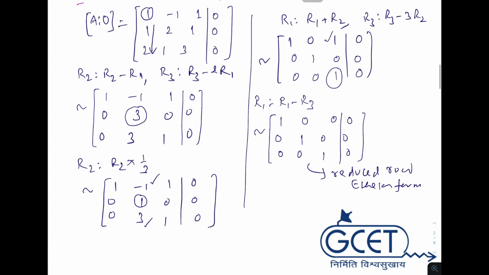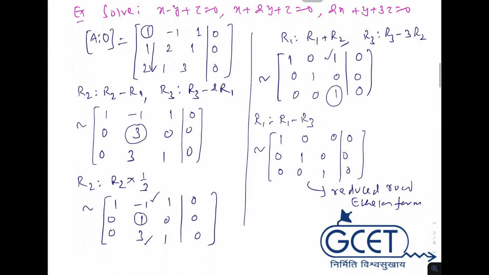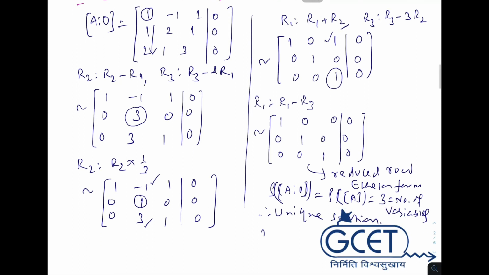And so we can see that here the variables are x, y, z. One more thing is rank of A augmented matrix is equal to rank of A, and that is equal to 3, that is number of variables. So unique solution. And once this homogeneous system has unique solution, we have x is 0, y is 0, and z is also 0. Okay.